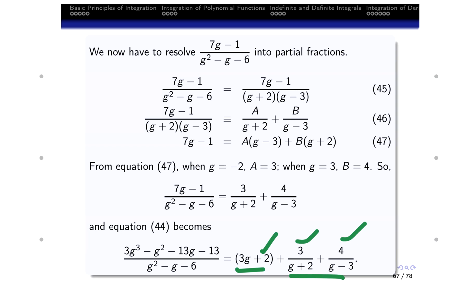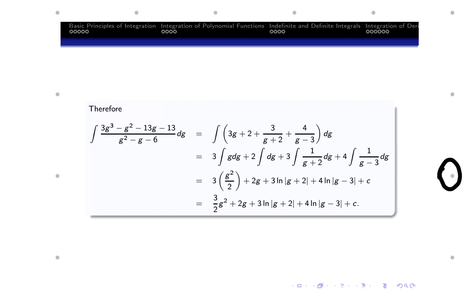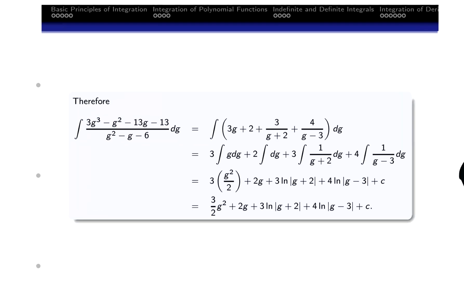So the integration part, you see, is the easiest part, but resolving it into partial fractions is a very challenging one. So you have this whole expression now to be 3g plus 2, 3 over g plus 2, 4 over g minus 3. So now you have 3g, so the 3 can come out. So you have g dg plus 2 dg, this is constant. Then you have 3 out, 1 over g plus 2 dg plus 4, 1 over g minus 3 dg, like that. So easily you can go on.